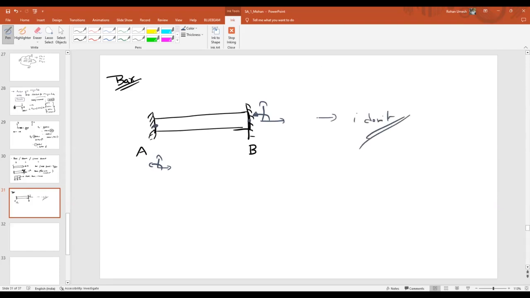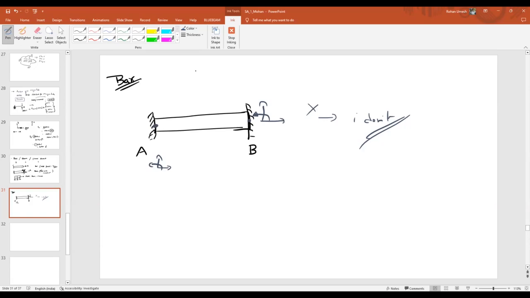If it is a bar, bar moment won't be present. No moment and no shear. So first point: before representing the reaction forces for any support, the first thing you have to identify is which type of member you are dealing with.